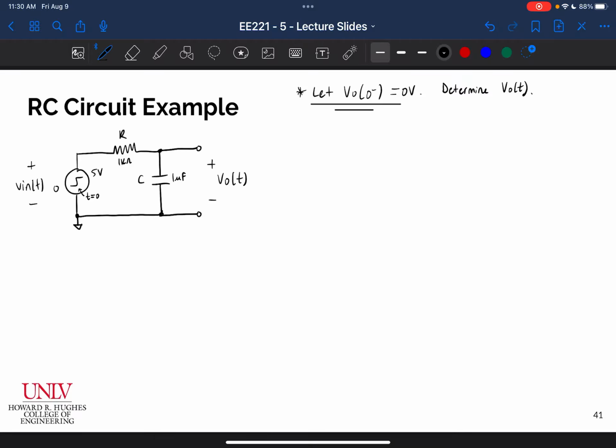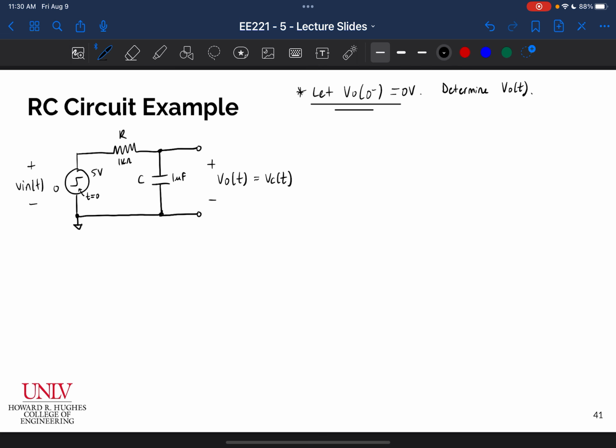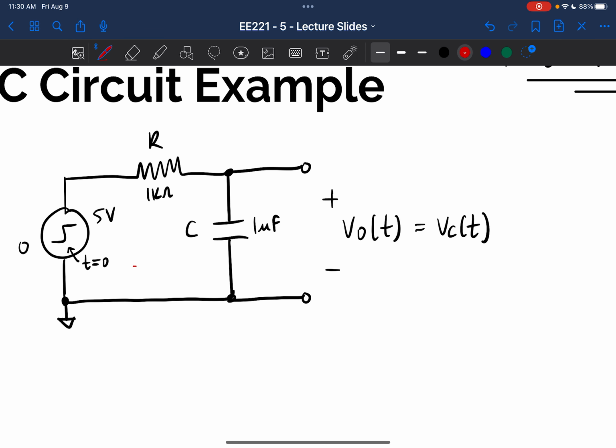We're going to do this using everything we've learned so far. And so let's start by writing a KVL loop around the circuit. I'm also going to note that this V out of t is equal to Vc of t, that's the voltage across my capacitor. And I should certainly draw a loop current that I call I of t. Of course, that's equal to IC of t, that's equal to IR of t. This is just a series circuit.